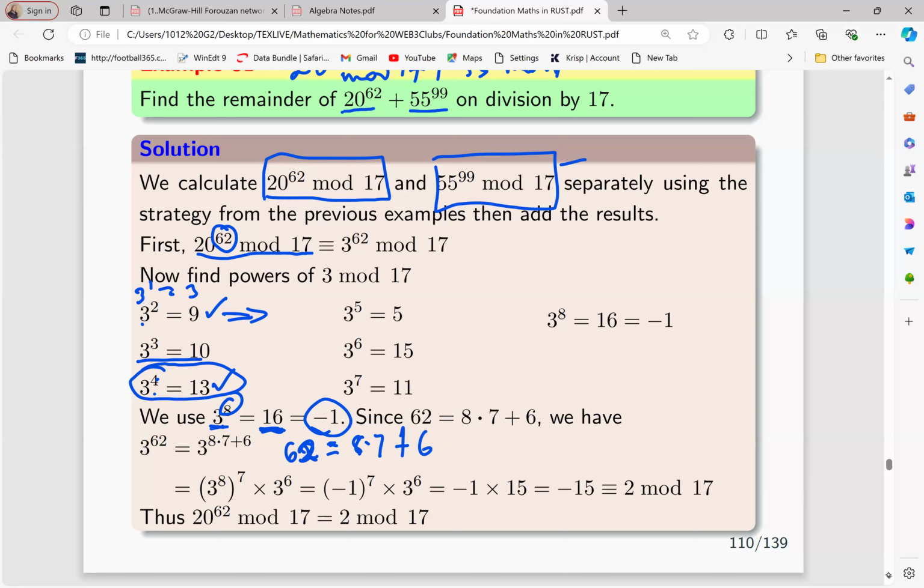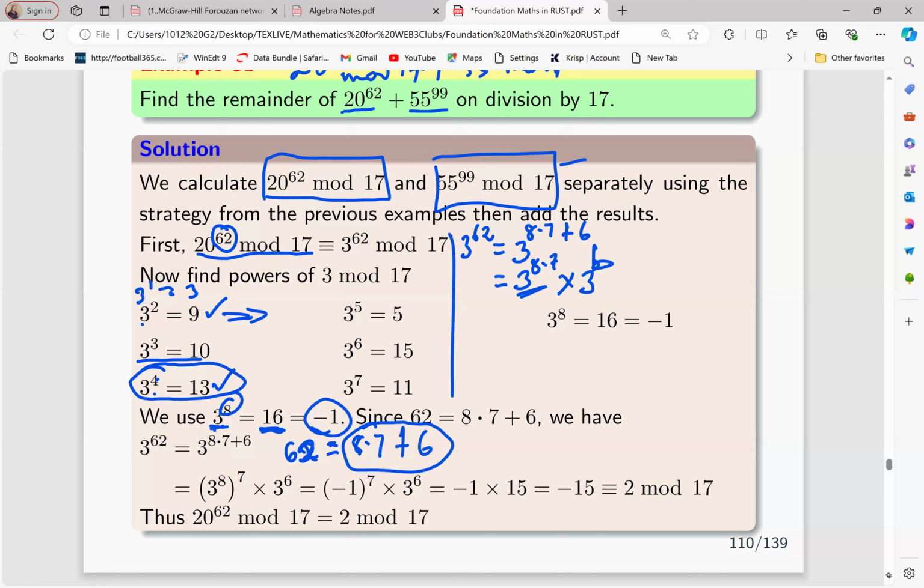So what that then means is that if you are given 3 raised to 62, this can be written the same as 3 raised to 8 times 7, then plus 6, where you would then use the law of indices to mean 3 raised to 8 times 7 times 3 raised to 6. Now, this first part, we've already discovered that 3 raised to 8 is -1.